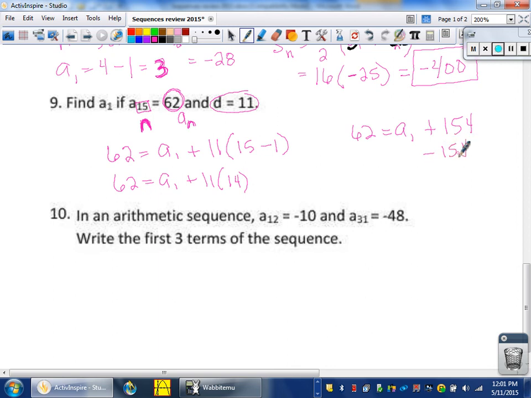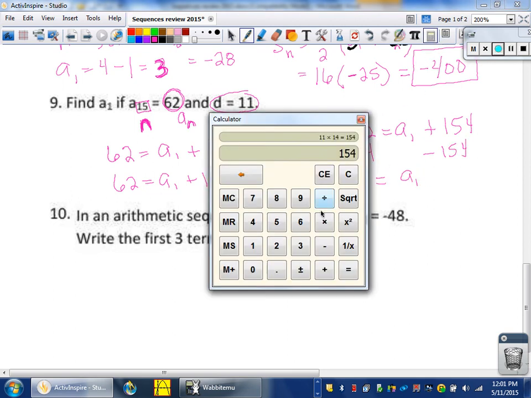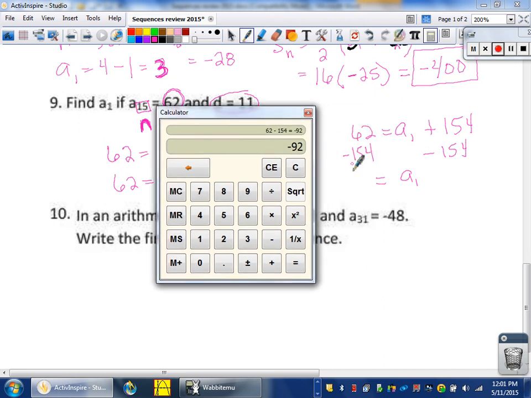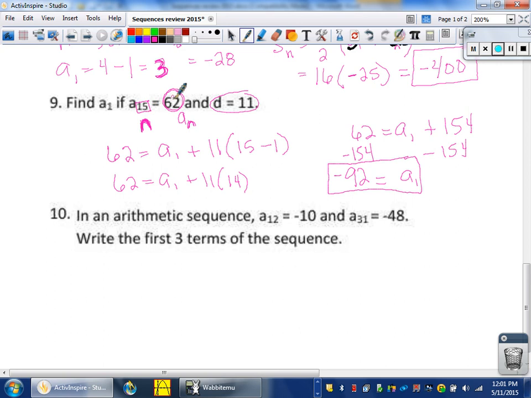And subtracting 154 from both sides, calculator, 62 minus 154, negative 92. You're so smart. So the first term would have been negative 92 if the 15th term was 62 and it had a difference of 11. So we're adding 11, negative 92 plus 11, plus 11, plus 11, plus 11, eventually got us to 62.